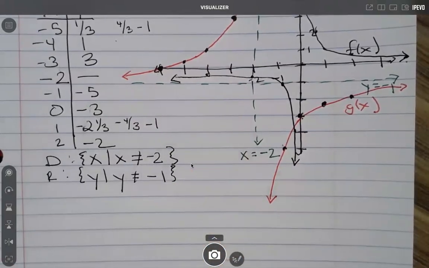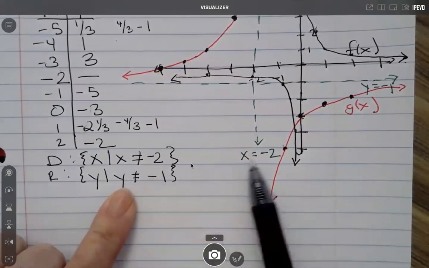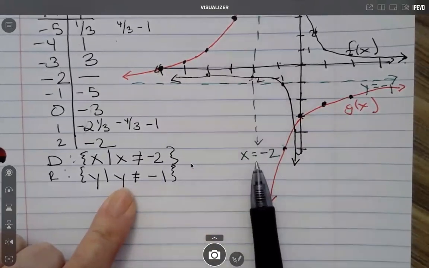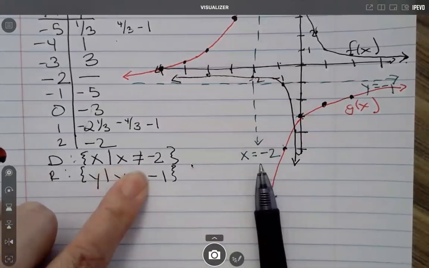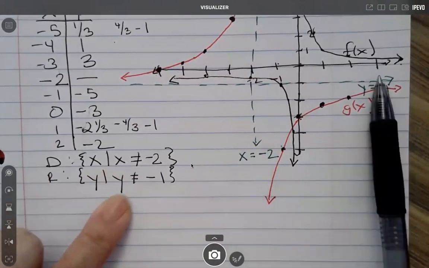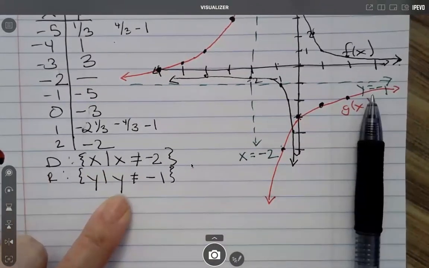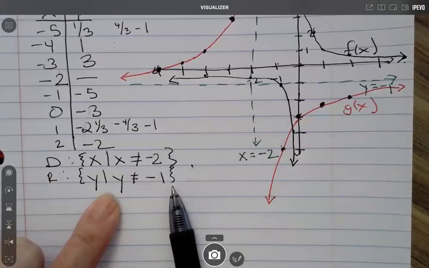Let me point something out to you, squiggly bracket. Take a look at this. See my domain and range? Take a look at my asymptotes. My asymptote is x equals -2, but my domain is x does not equal -2. See the pattern? Range here is y equals -1 for the asymptote. Over here, y does not equal -1.